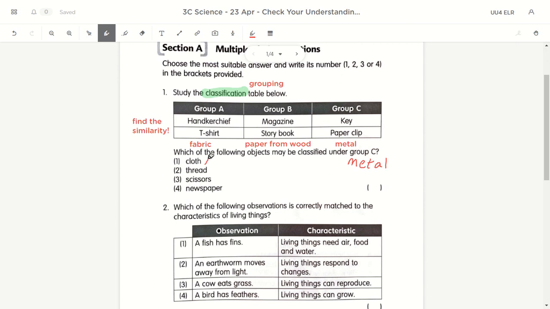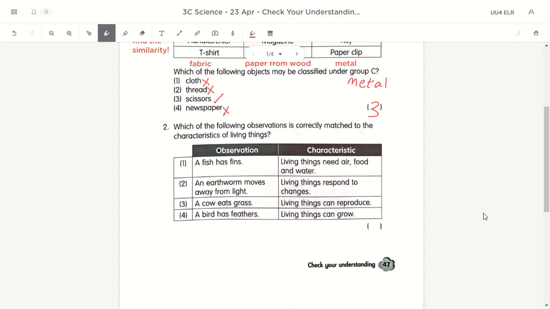So cloth is made from fabric, wrong. Thread made from fabric, wrong. Scissors made of metal, correct. Newspaper made from paper, made from wood, no. So the answer is 3. Okay, so most of you got this right. So it's quite straightforward. Always find out how they group the objects. All right, so let's go to the next question.